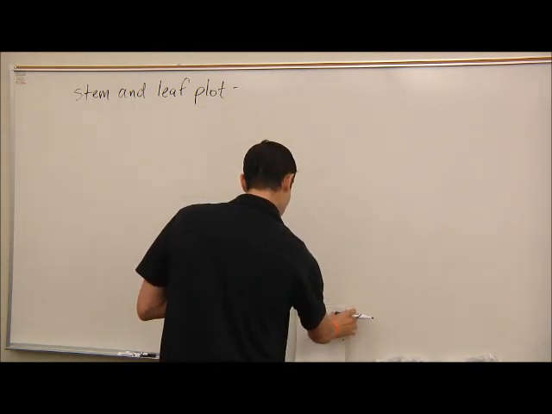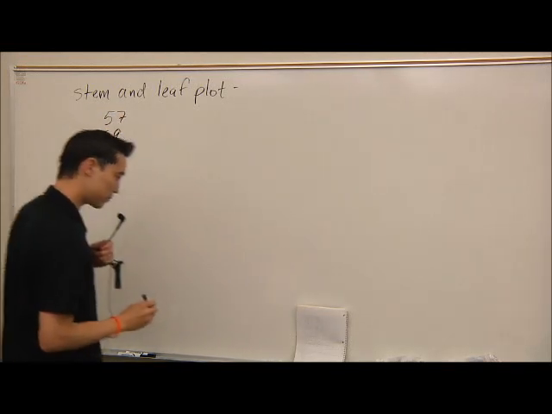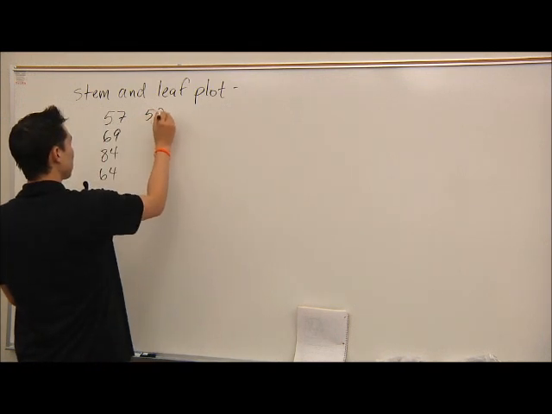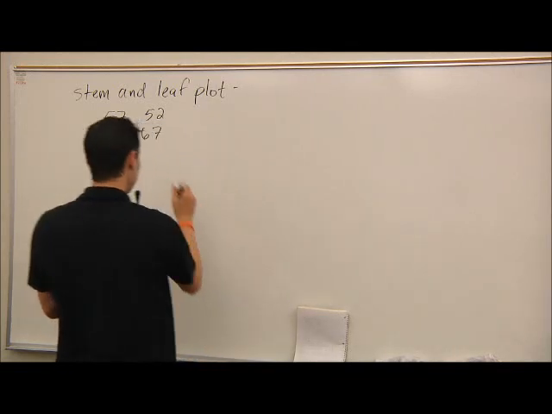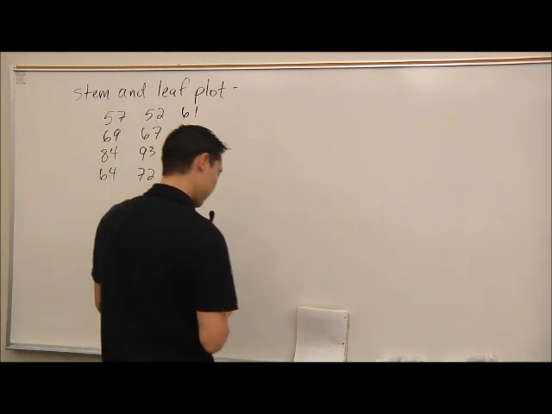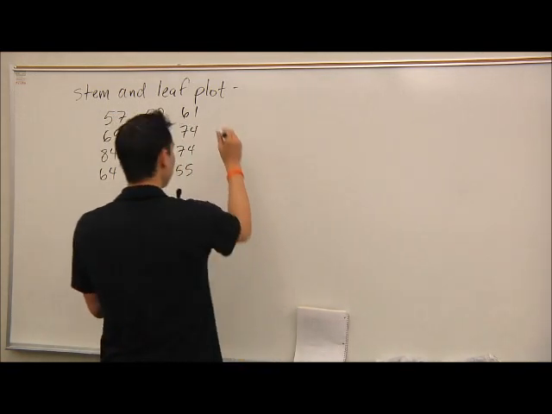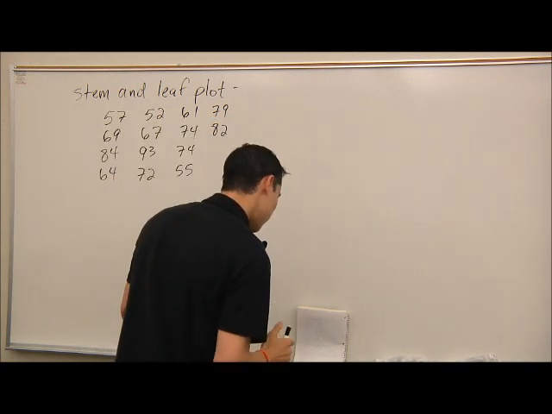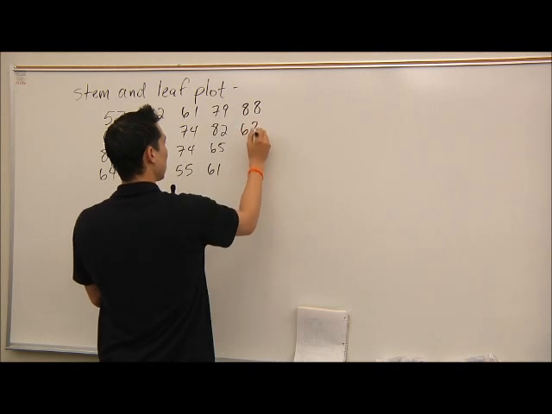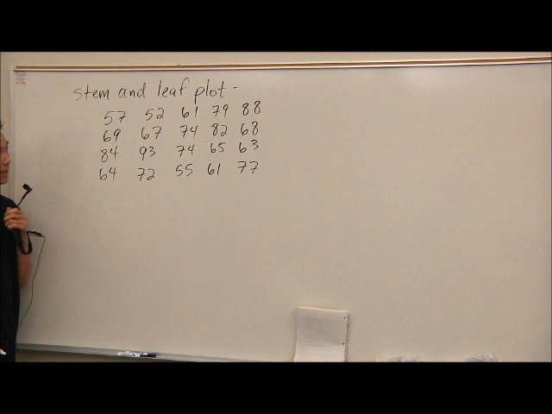We have 20 student test scores. Now I'm just going to write them up on the board, and then we're going to make a stem and leaf plot with them. So 57, 69, 84, 64, 52, 67, 93, 72, 61, 74. And 74.55. And 79.82. 65.61. 88.68. And finally, 63.77. Okay? And again, this represents 20 student test scores.